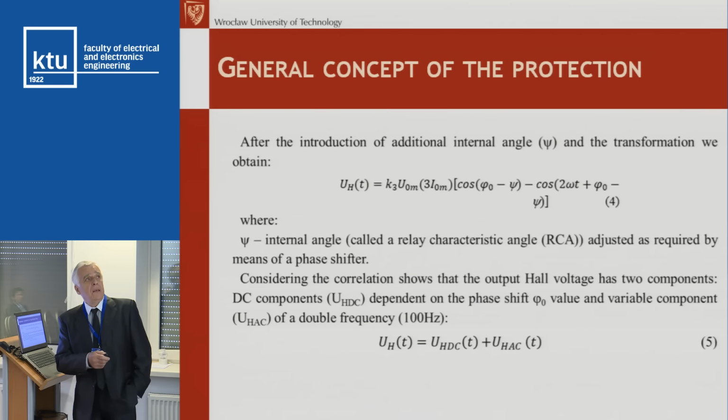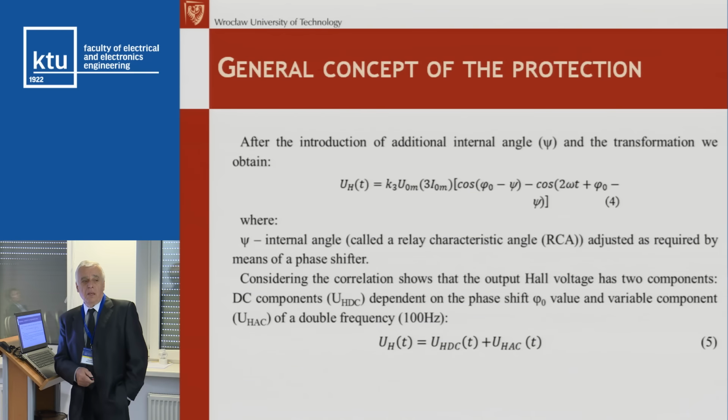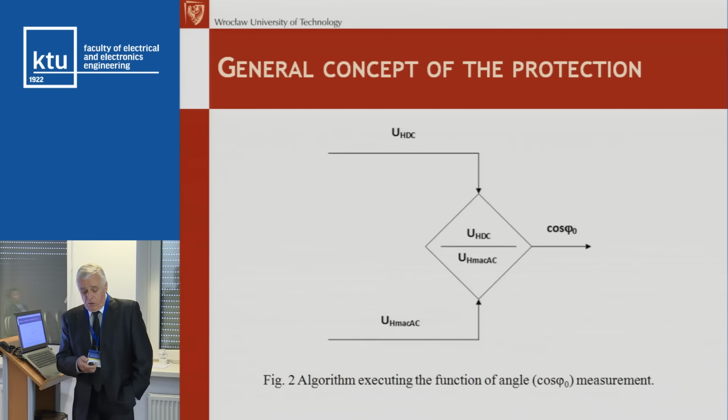Here, as a matter of fact, after the introduction of the internal angle and the transformation, we obtained these things. We have two components. The whole voltage is composed of a DC component and an AC component, and we use only the DC component. Since it's very difficult to consider the phase angle, to calculate it we compare the DC component to the maximum AC component, and this way we have a calculation of these things.